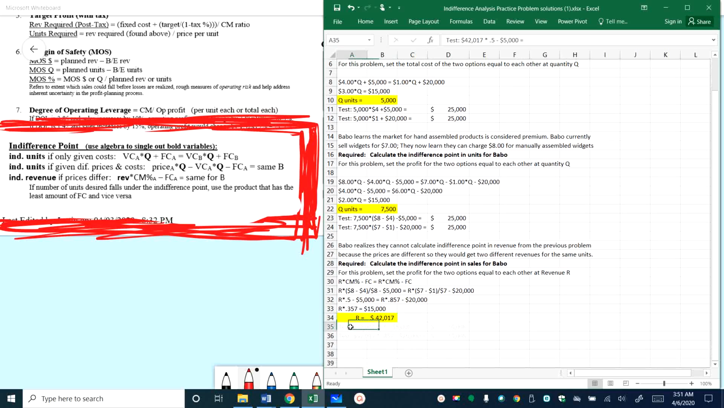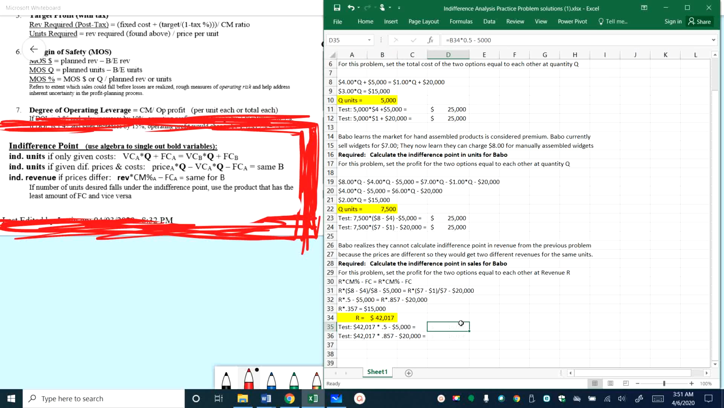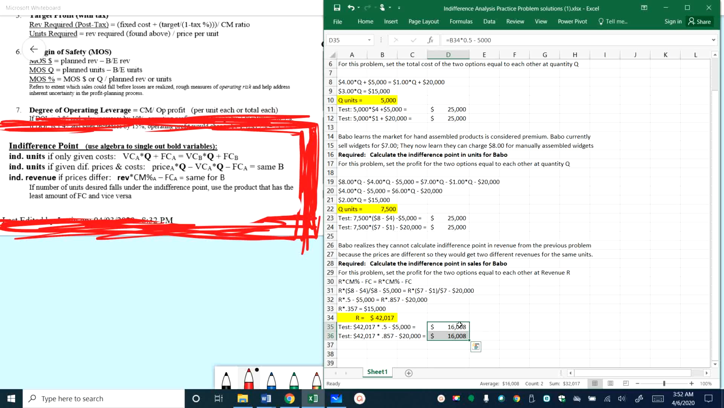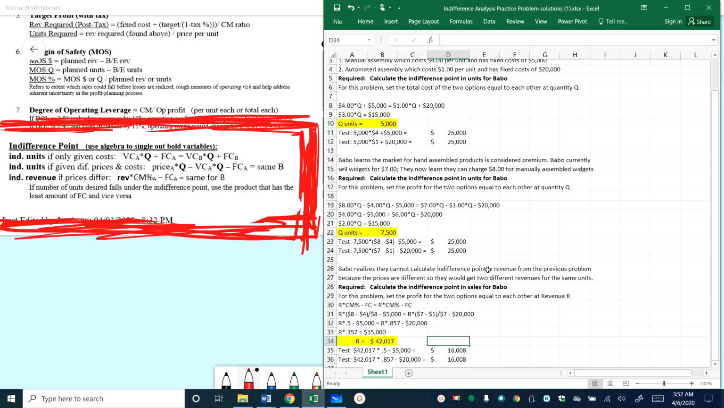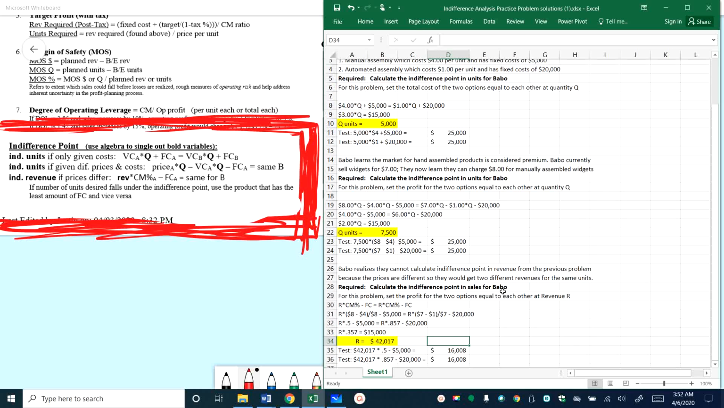And just to check, at that revenue point, there you go. At this point, it doesn't matter which widget you use. Okay, so hopefully those were all pretty easy or will be in the near future. And so we're going to move on to the final topic.